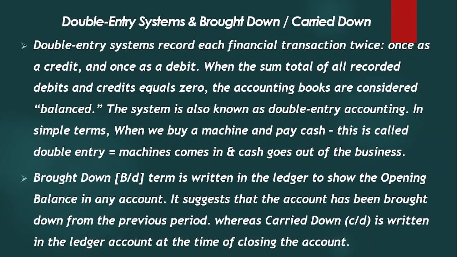Brought down, abbreviation B/D, is written in the ledger to show the opening balances in any account. It suggests that the account has been brought down from the previous period, whereas carried down, abbreviation C/D, is written in the ledger account at the time of closing the account.